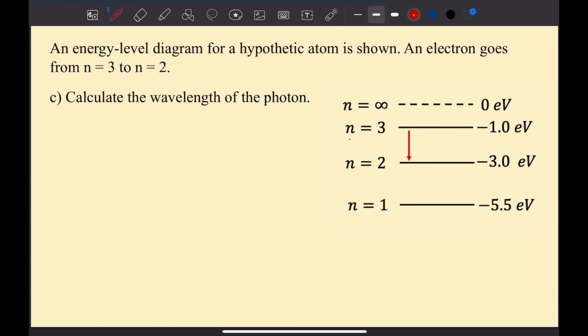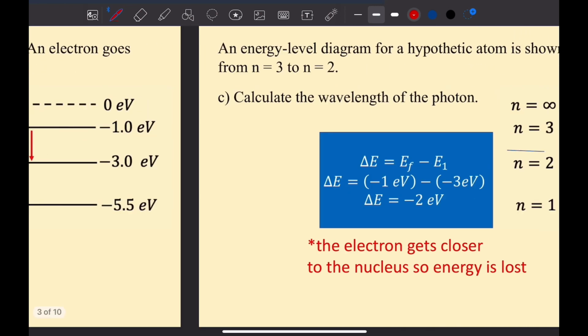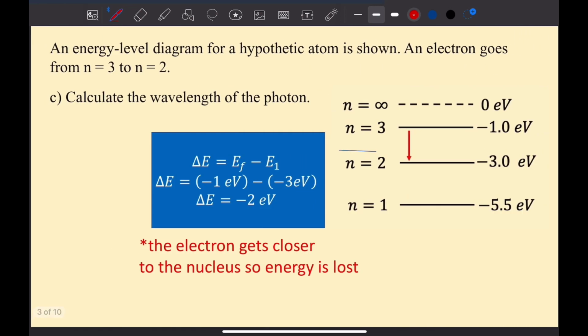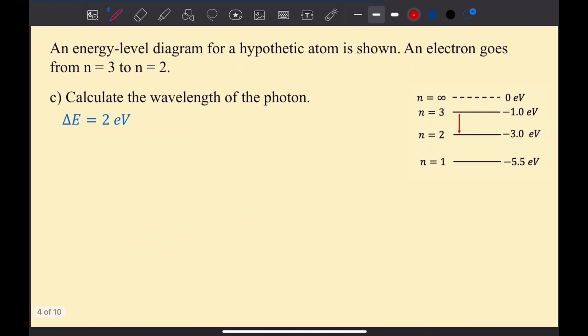Part C simply involves calculating the wavelength of the photon emitted. So in emitting the photon, the electron goes from energy level n equals 3 at -1 electron volts to n equals 2 at -3 electron volts. So in the process, it loses 2 electron volts of energy, and it loses energy because it's getting closer to the nucleus of the atom.